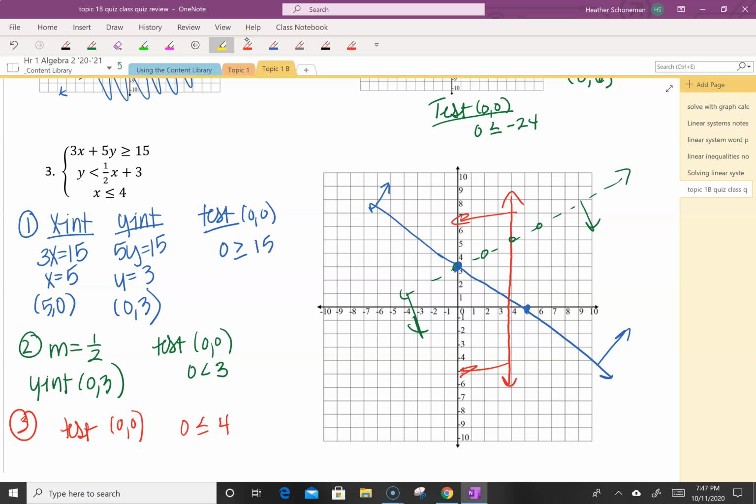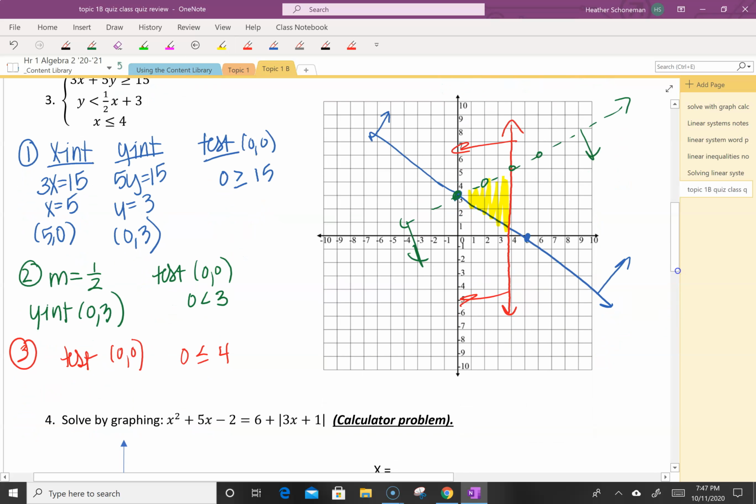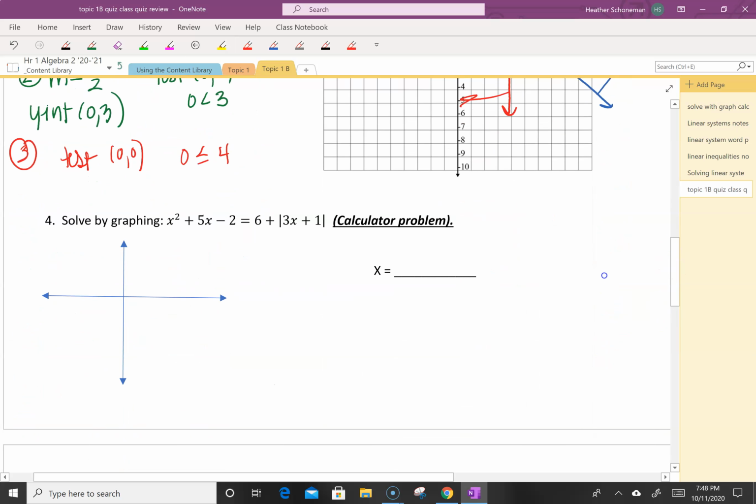So if I look, I need to go to the right of the blue, below the green, and to the left of the red, which means I'm going to shade right here. And that means, again, that any point in that shaded triangle is going to give me a true statement. All right.